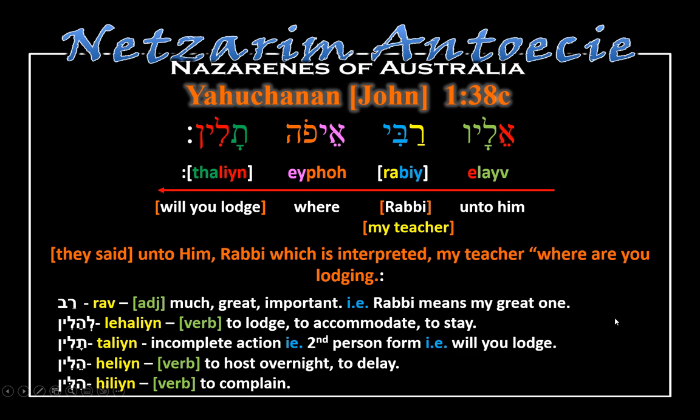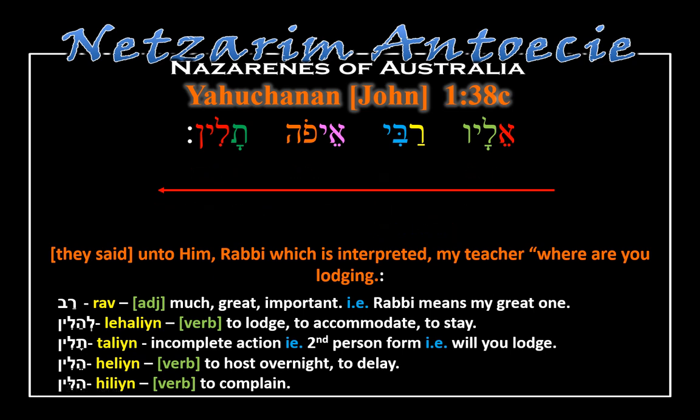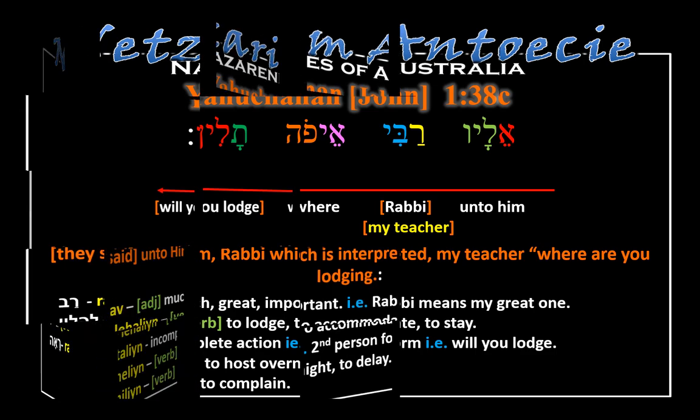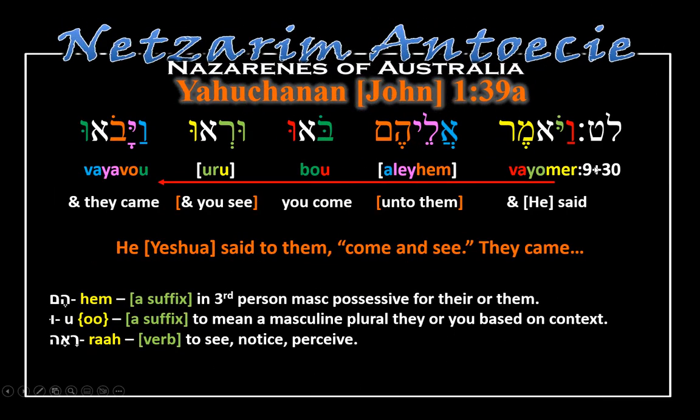Right, so now let us see what the English says. They said unto him, Rabbi, which is interpreted, my teacher, where are you lodging? So now we read it without any H's. Rabbi, eifo talin. And the translation: unto him, Rabbi, where will you lodge? And so we come to 39a.